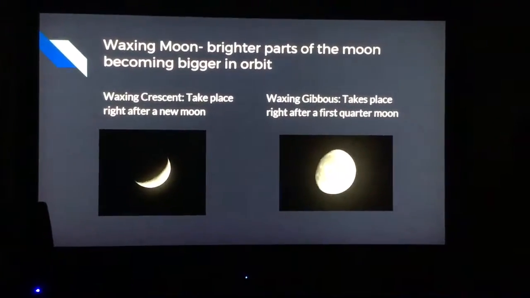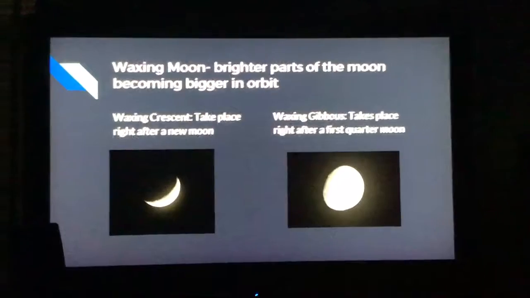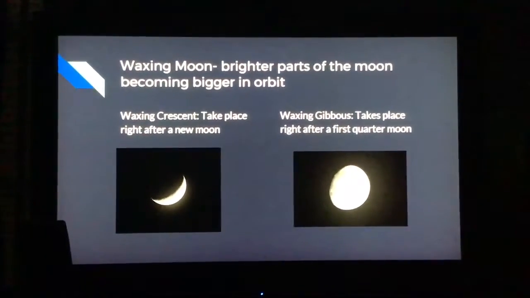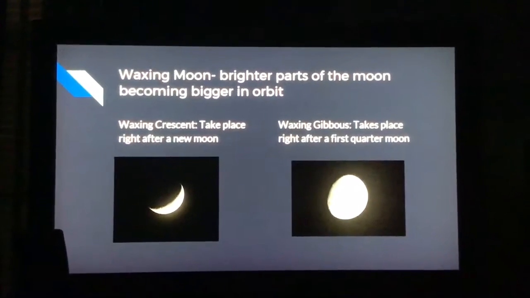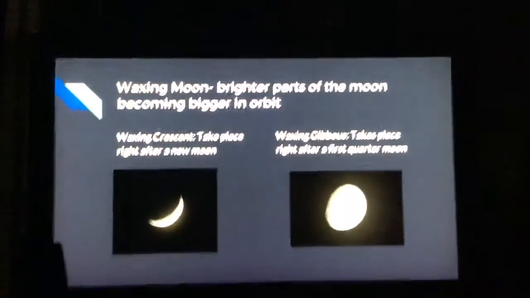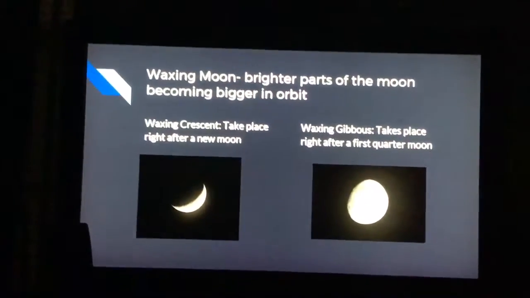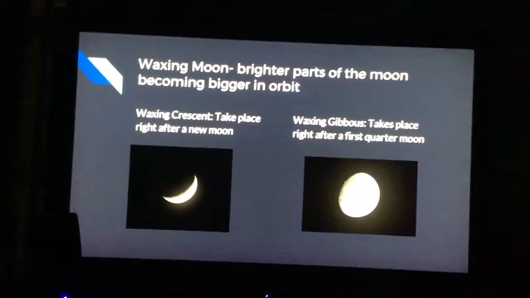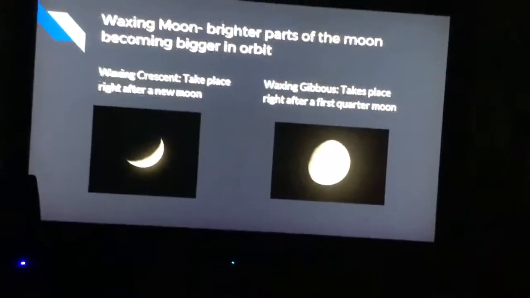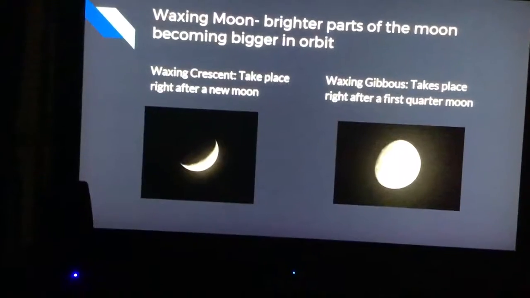The waxing gibbous is right after a first quarter moon, which means it's half of that moon that we saw earlier, and it's getting ready to form into a full moon, which is that bright part. So just remember, these two stages are always going to be where it's about to shine. Basically, the full moon's coming out, okay?